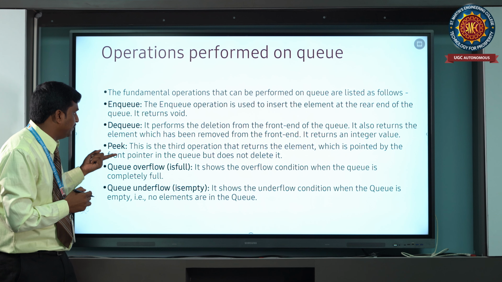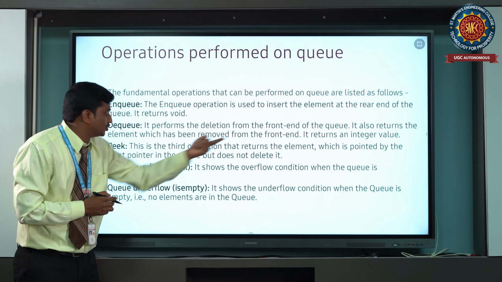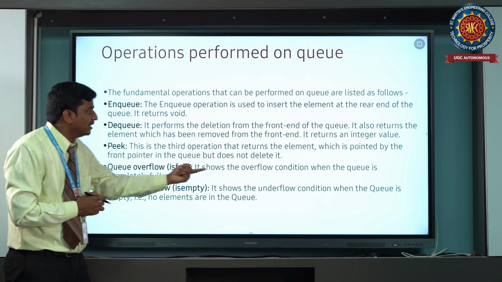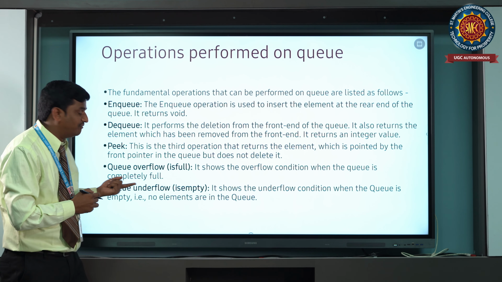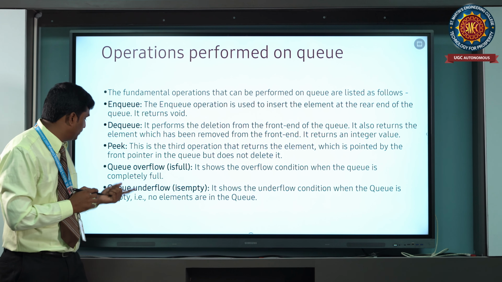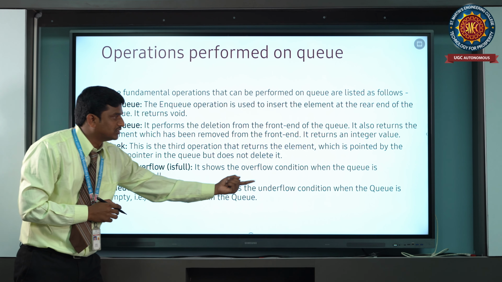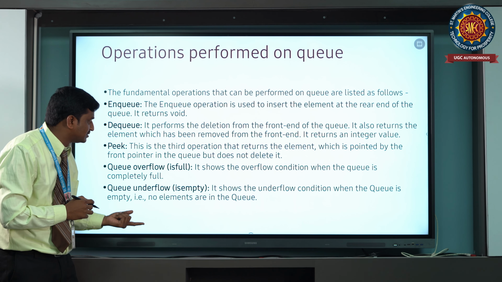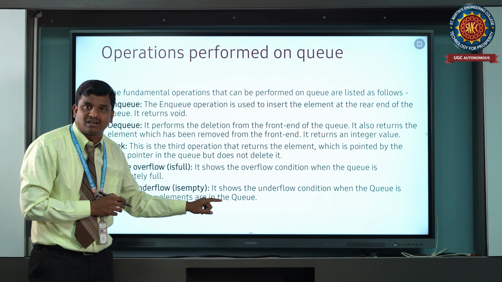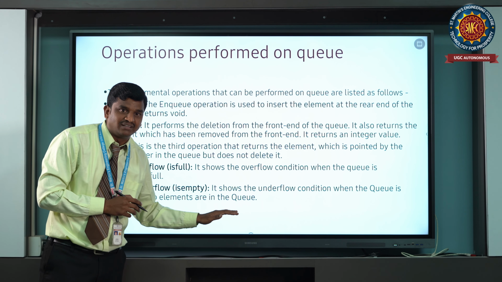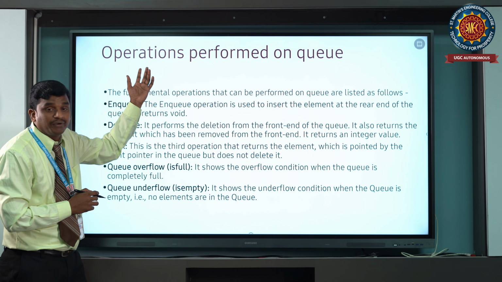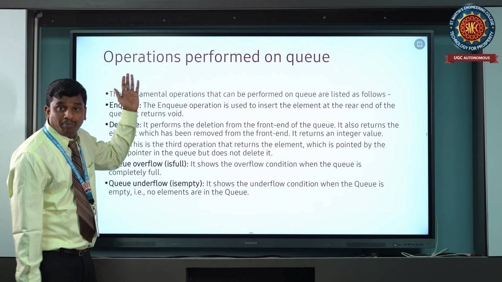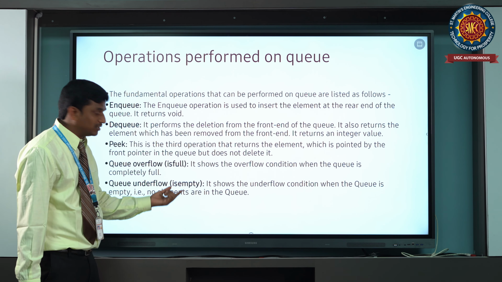Peek is the third operation, which points to the front pointer of the queue. Next, queue overflow shows the overflow condition when the queue is completely full. Next, underflow shows the underflow condition when the queue is empty, when no elements are there in the queue. These are the operations we perform on a queue.